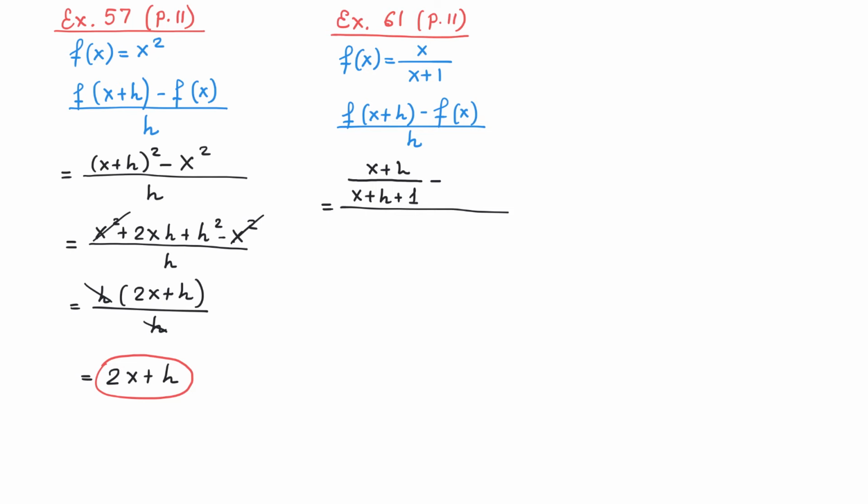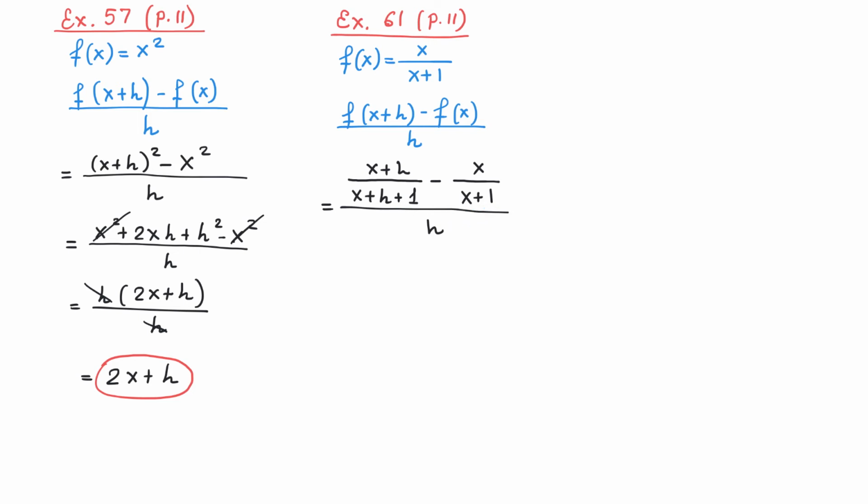Minus. Now we will replace f of x with x over x plus 1. So let's start another fraction and write x over x plus 1. In the denominator, we have h. What we have here now is a complex fraction, and we have to simplify it. The numerator has two fractions, and one has the denominator of x plus h plus 1, and the other one has the denominator of x plus 1. The least common denominator will be x plus h plus 1 multiplied by x plus 1.